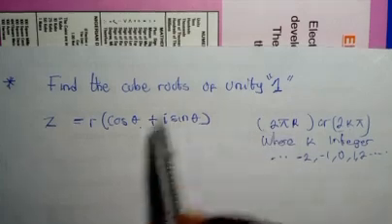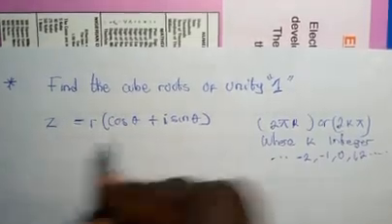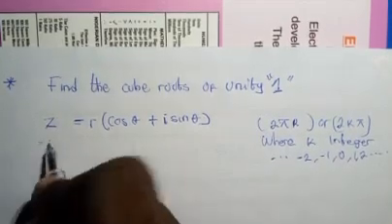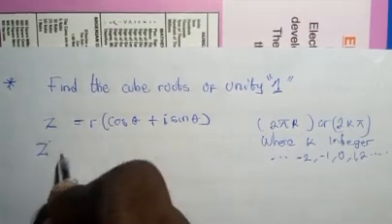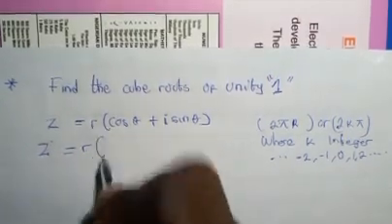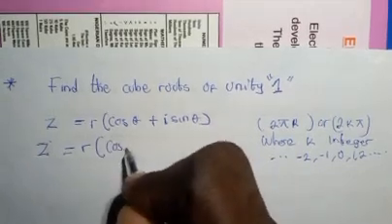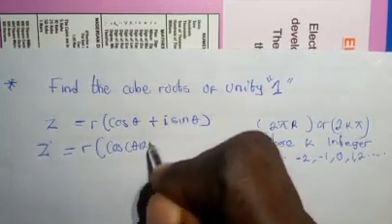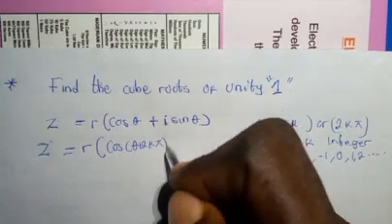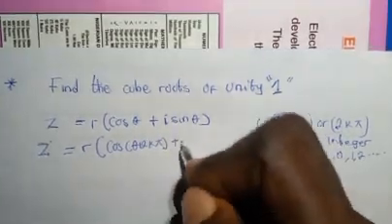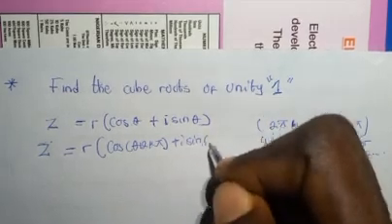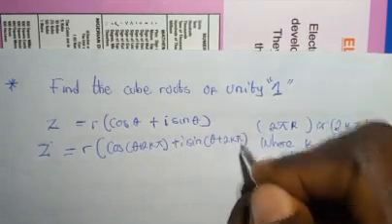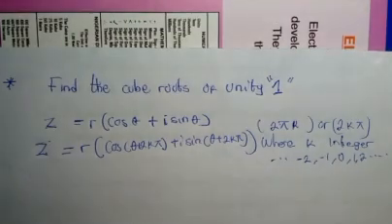So now let's add this to the degree, the theta. We have z is equal to r open bracket cos open bracket theta plus 2k pi plus iota into bracket theta plus 2k pi, all into bracket.